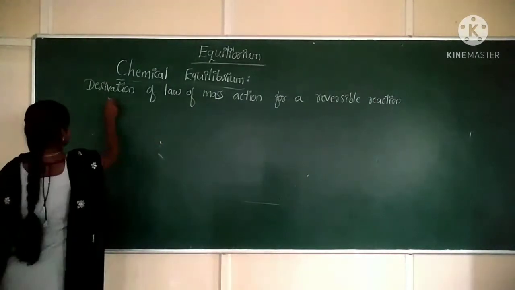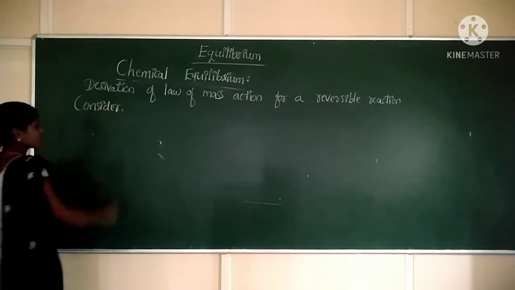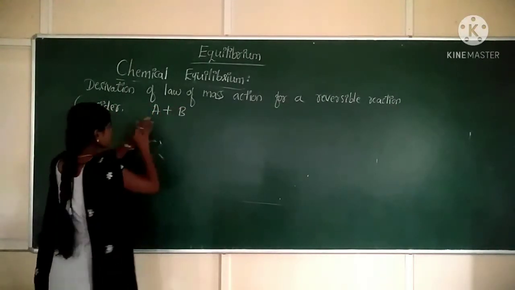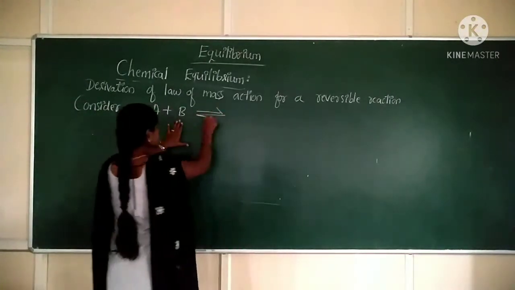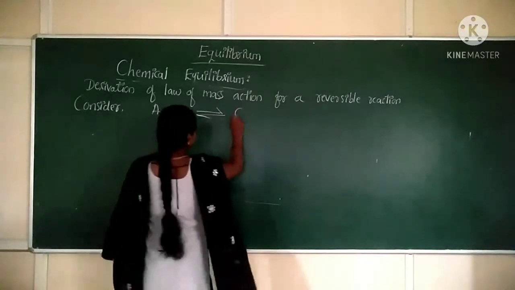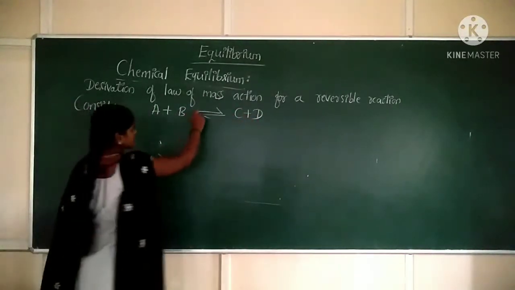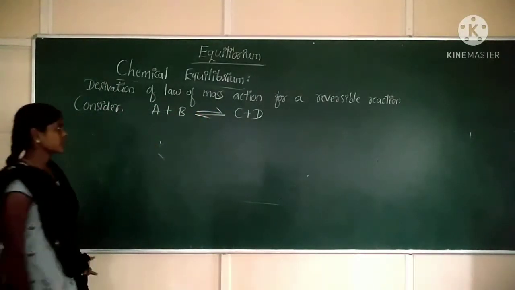Now, consider a reversible reaction. For example, I take a general reaction: A plus B, the reactants, react with each other and form the products C and D. So this is an example of a reversible reaction. A reaction that proceeds in both directions is said to be a reversible reaction.